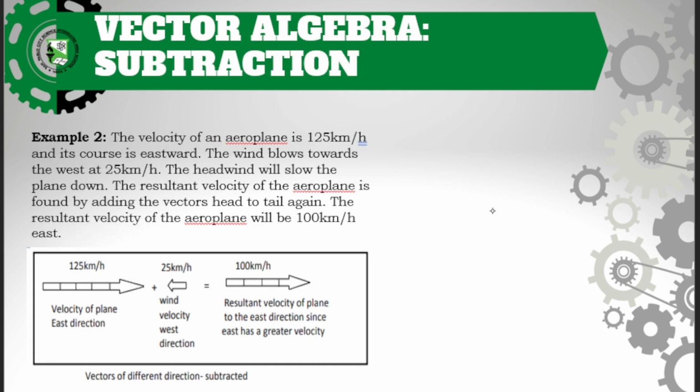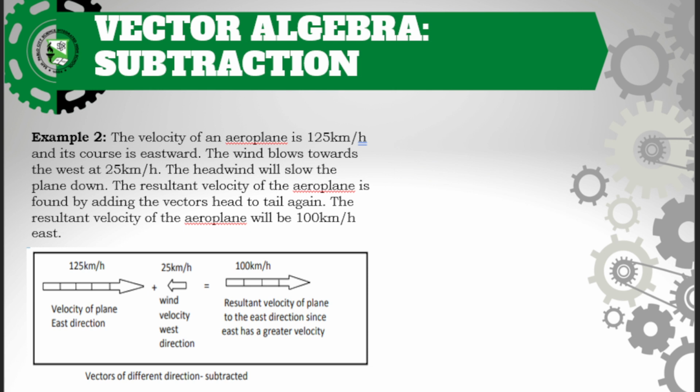Second example: the velocity of an airplane is 125 kilometers per hour and its course is eastward. In this example, the wind is in the opposite direction, blowing towards the west at 25 kilometers per hour. The headwind will slow the plane down.